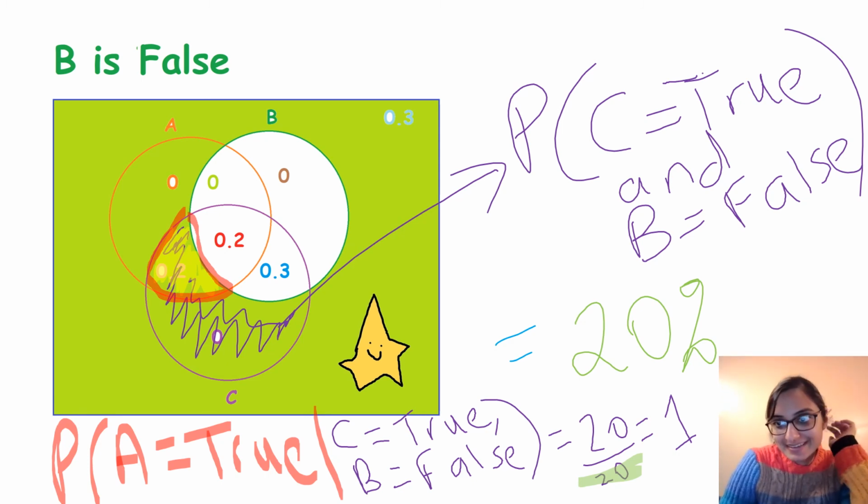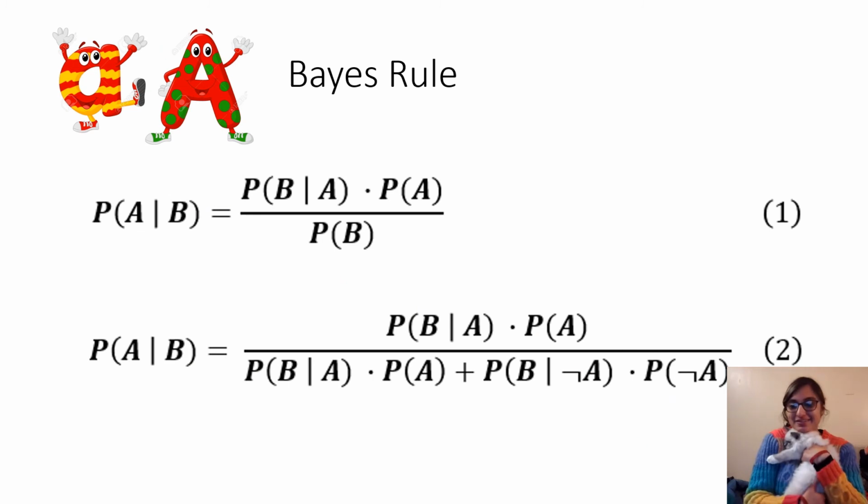So in general, this is how you can use Bayes' rule.